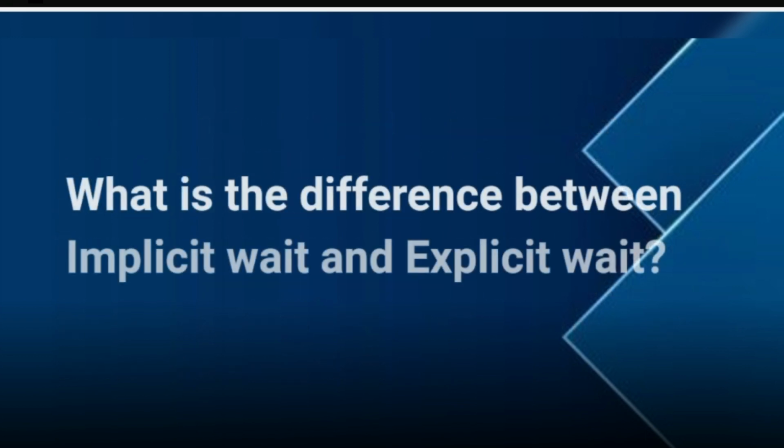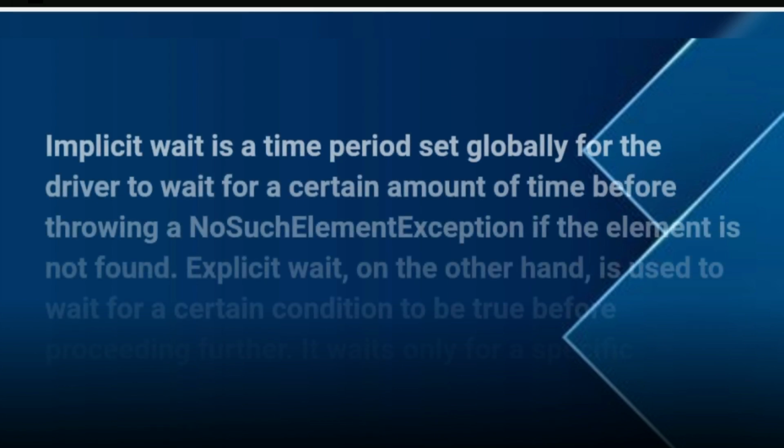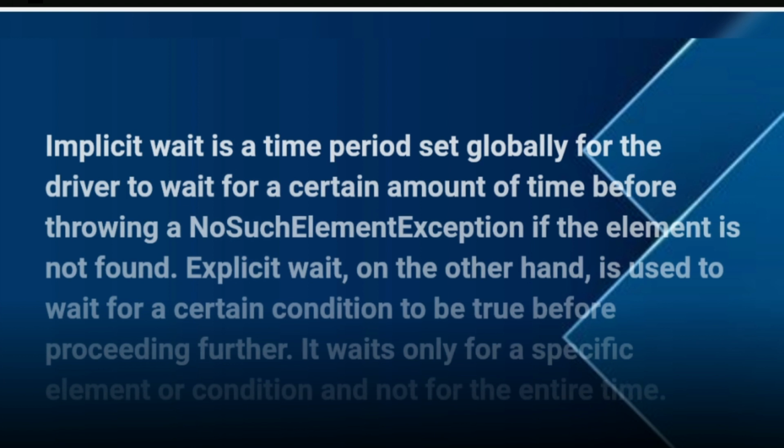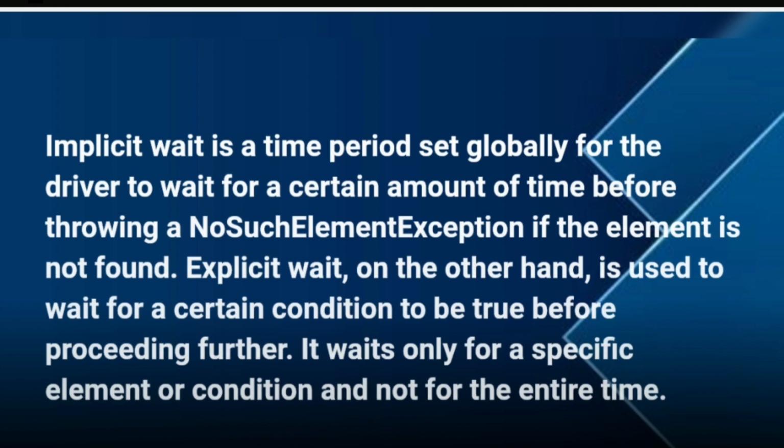What is the difference between implicit wait and explicit wait? Implicit wait is a time period set globally for the driver to wait for a certain amount of time before throwing a NoSuchElementException if the element is not found. Explicit wait, on the other hand, is used to wait for a certain condition to be true before proceeding further. It waits only for a specific element or condition and not for the entire time.